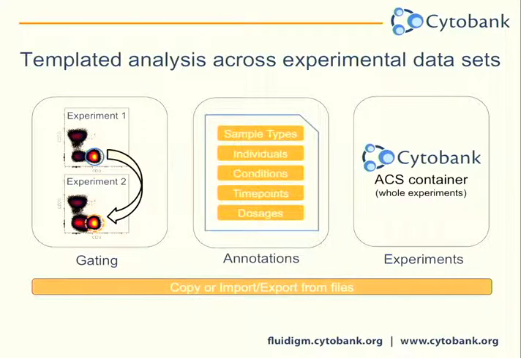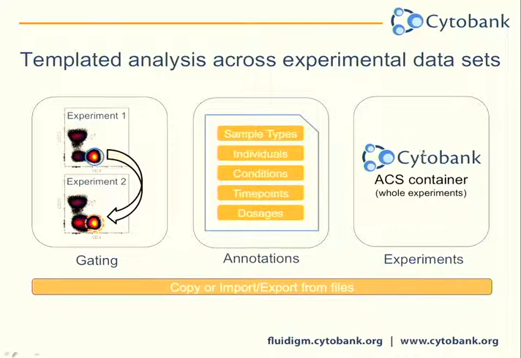The other thing I wanted to mention that not many people know about in Cytobank is our tools for templating analysis. Let's say you're running a cohort study over many different time periods, and you're running the same panel over and over again. You can copy your gates and your annotations from experiment to experiment so that you can just open it up, tweak it a little bit, and then move on.